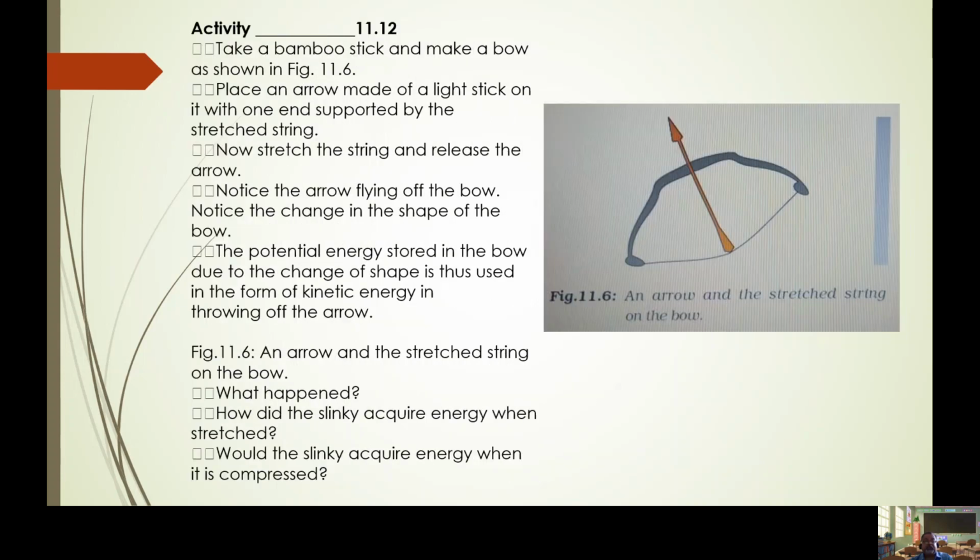Take a bamboo stick, make a bow, and place an arrow made of a light stick on it, with one end supported by a stretched string. Now stretch the string and release it. You can see the arrow flying from the bow. The potential energy stored in the bow is used in the form of kinetic energy in throwing off the arrow. The stretched string, what happened? How did the string acquire energy when stretched? Would the string acquire energy when compressed?